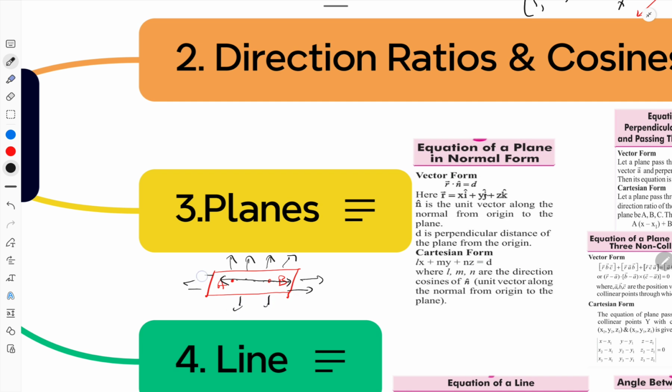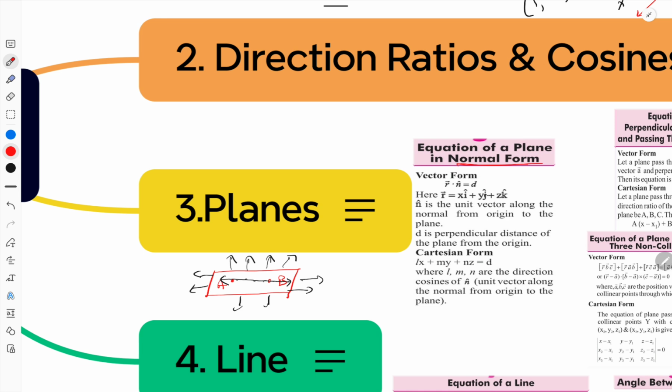Right. Now how to give the equation of a plane? Let's look into these forms one by one. For the equation of a plane, we have many forms in 3D, like we have many forms of lines in 2D. First, the equation of a plane in normal form.